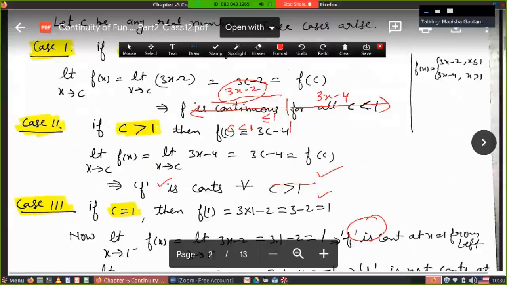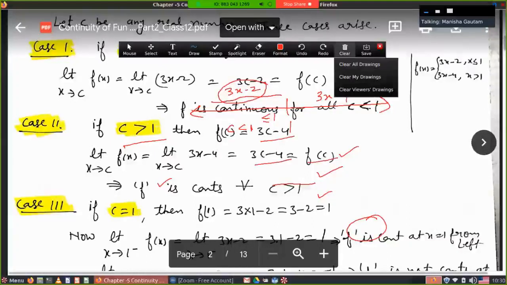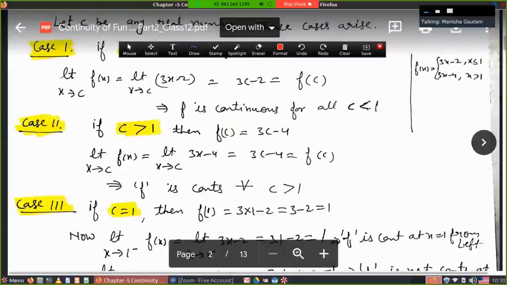When C is greater than 1, here I have written that the function is 3x minus 4. It means f(C) will be equal to 3C minus 4. And when you apply the limit as x tends to C on 3x minus 4, you get 3C minus 4. Both are equal. It means the function is continuous, since both values are the same: 3C minus 4 and the function at C. So for any number greater than 1, the function is continuous.